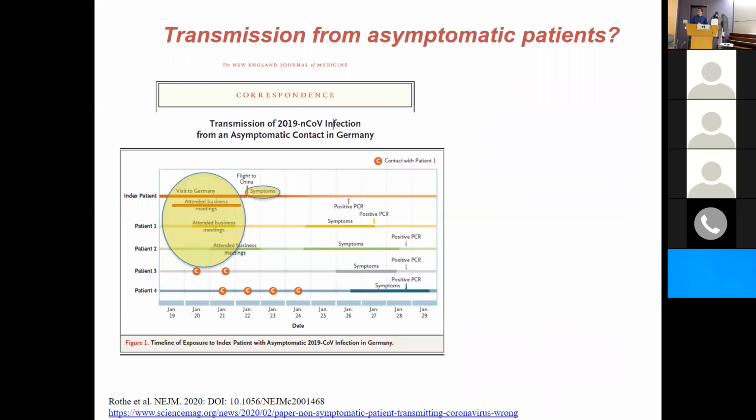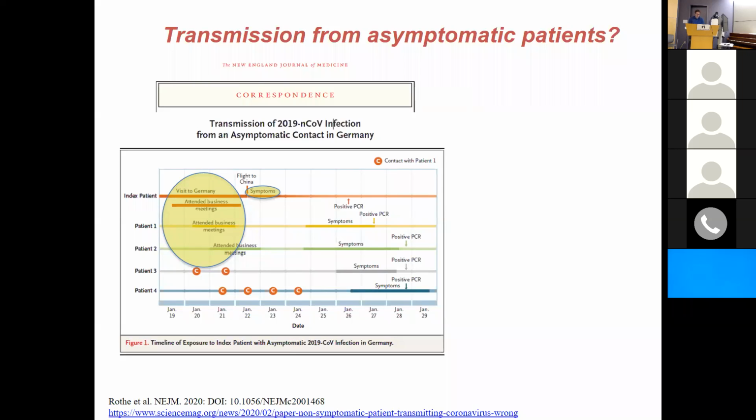Okay, let's switch gears and talk about transmission from asymptomatic patients. This was the first report from Germany that suggested transmission from asymptomatic carriers. So the index patient from China visited Germany, a couple of business meetings here, flew back to China, developed symptoms after that, and days later was tested positive in China.